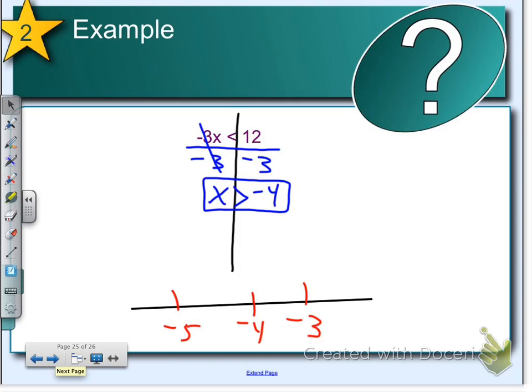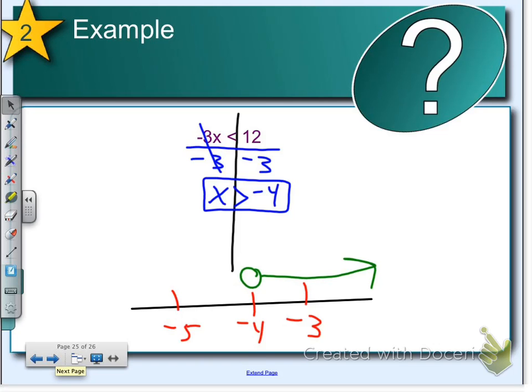Switch the signs. When you divide by a negative, you have to. Okay? We'll take a look at the solution here in a second. Open or closed? Open. Open on -4. Which way? To the right.